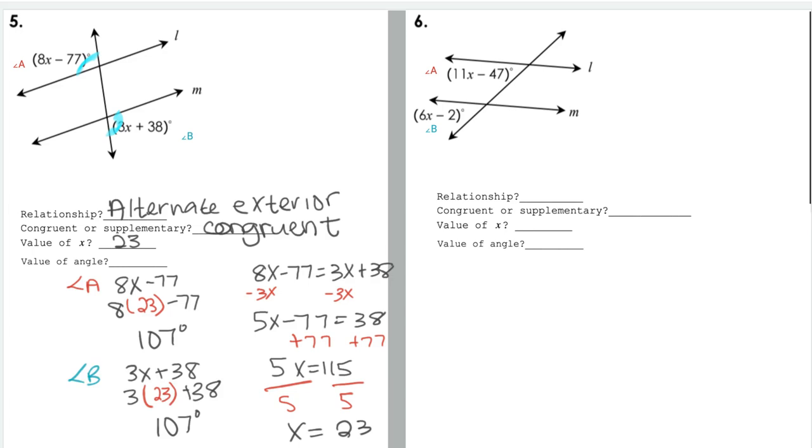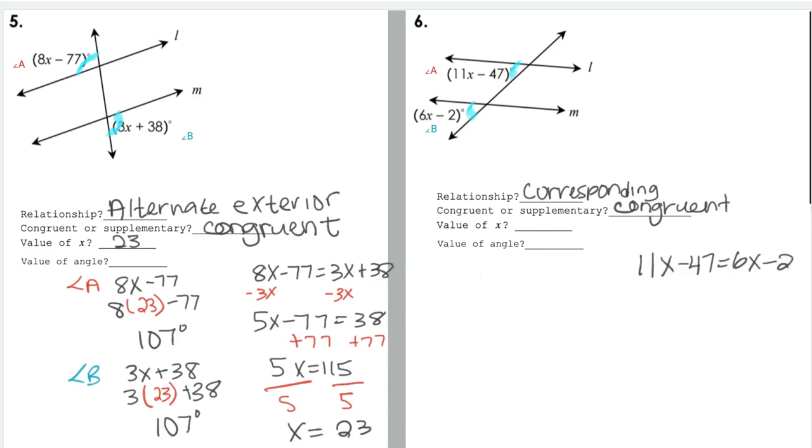For our next example, we're comparing 11x minus 47 to 6x minus 2. So they are both on the left side of the transversal. And 11x minus 47 is underline L, and 6x minus 2 is underline M. So they're on the same side in the same location, which makes them corresponding angles. Corresponding angles are congruent, and if I just look at those two angles, I can tell that they're both acute angles. They are congruent. So if they're congruent, I set the two expressions equal to one another.